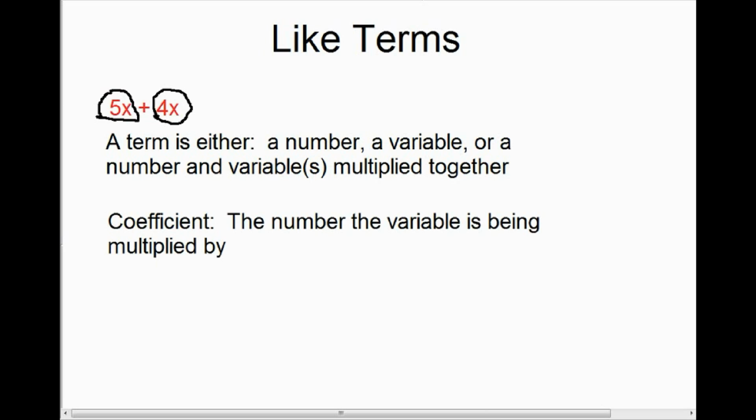Another phrase that often comes up when we're talking about like terms is the coefficient. And the coefficient is the number that the variable is being multiplied by. So for example, here x is being multiplied by 5. So the coefficient there is 5. Here x is being multiplied by 4. So the coefficient there is 4.